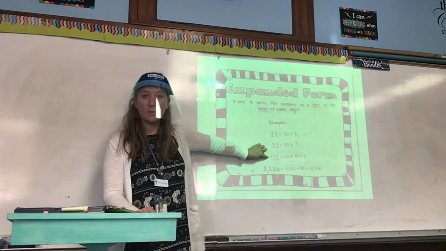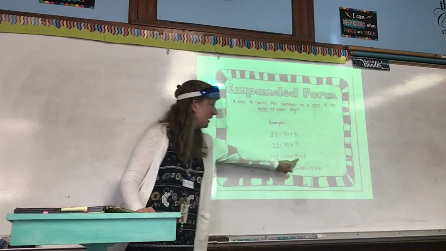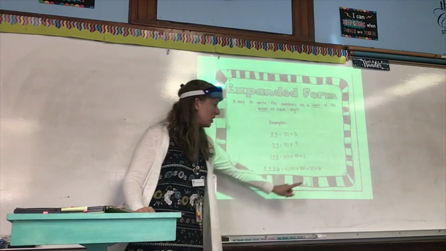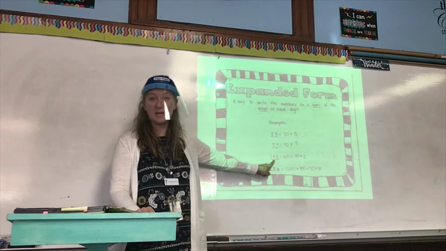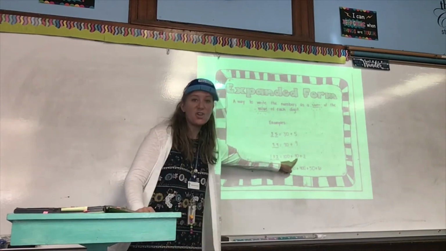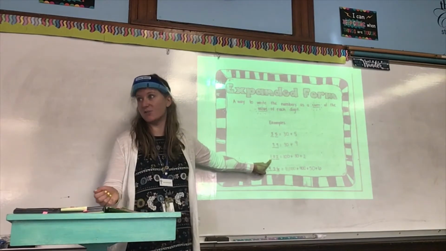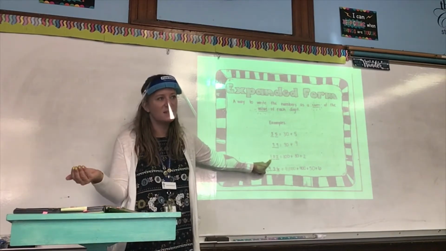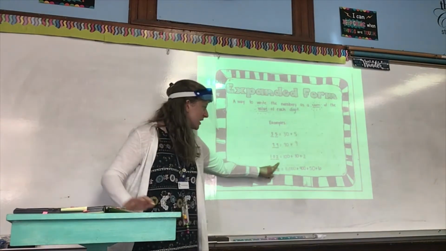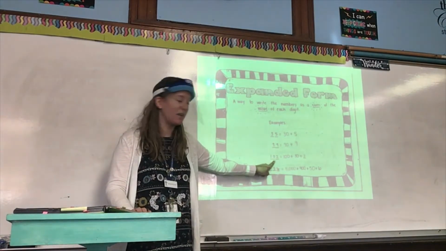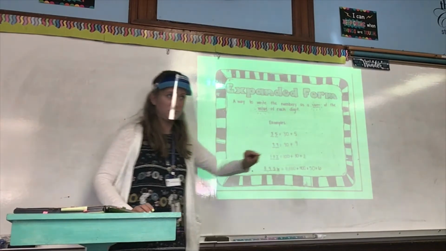Here we have the number 132. We have a 2 in the ones place. A 2 in the ones place is worth 2. We have a 3 in the tens place. A 3 in the tens place is worth 30. And we have a 1 in the hundreds place. A 1 in the hundreds place is worth how much, class? 100. So 132 written in expanded form is 100 plus 30 plus 2.